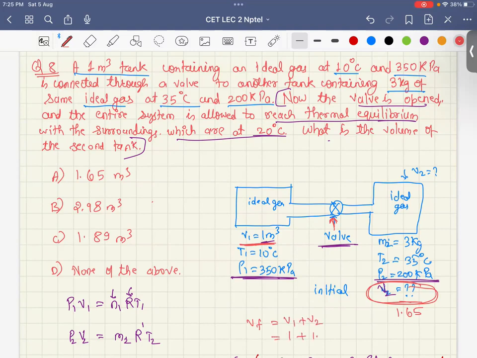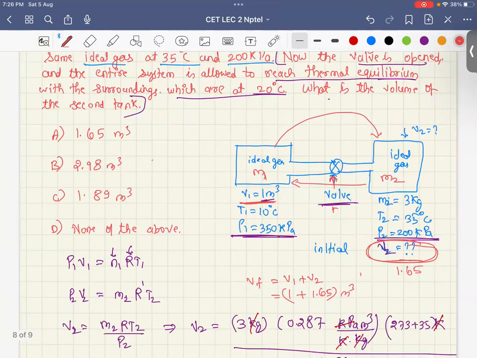Which is 1 plus 1.65, right? Then this is the volume. Let's say, when the valve is closed, the amount of gas in this was m1 kg, for example, and this is m2 kg. Now, because there is no loss of mass for the entire system, even if we open the valve, some mass can travel from here to here, some can travel from here to here, but the entire mass is going to remain the same, right? So in that case, mf is going to be m1 plus m2, right? So you know the final volume, you know the final mass.